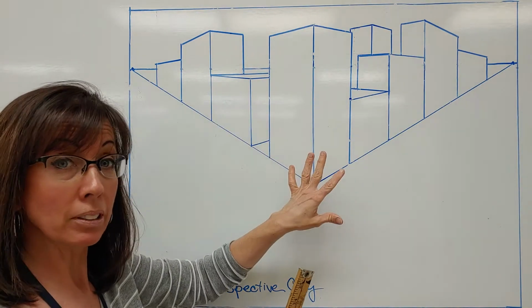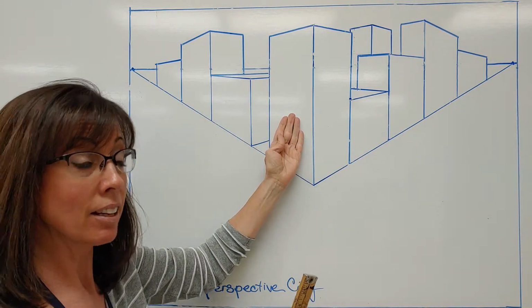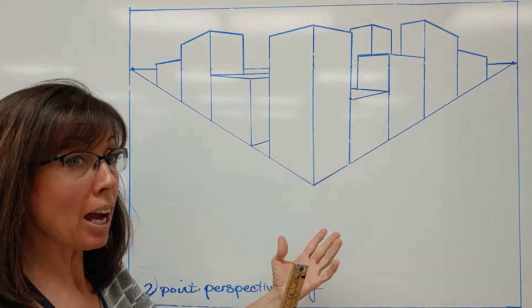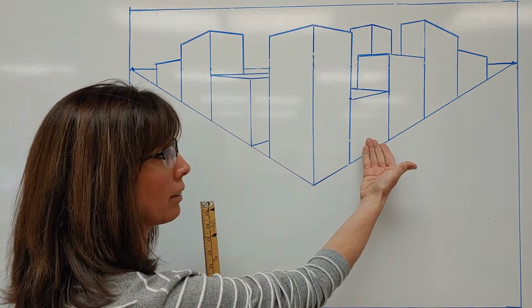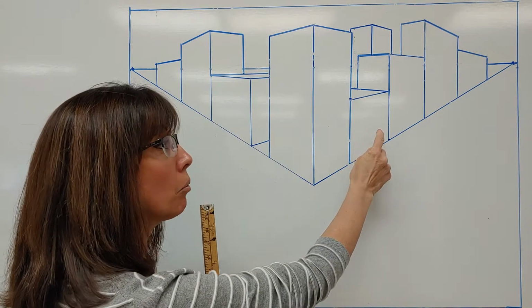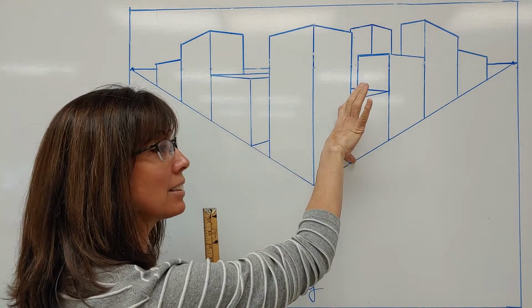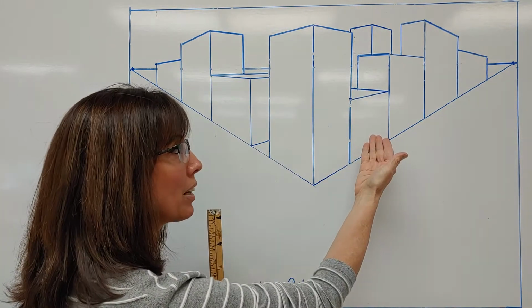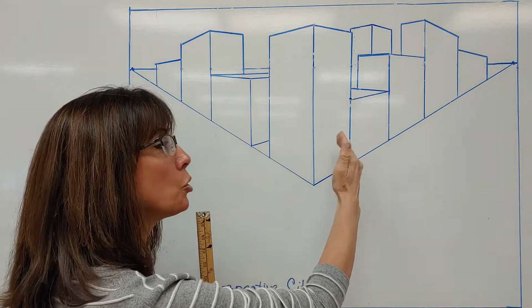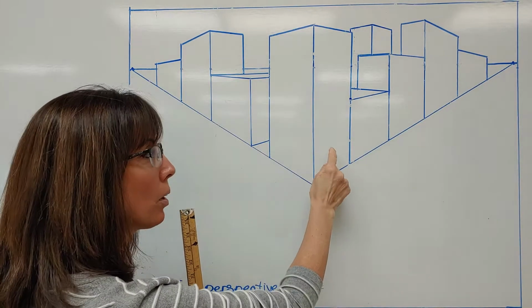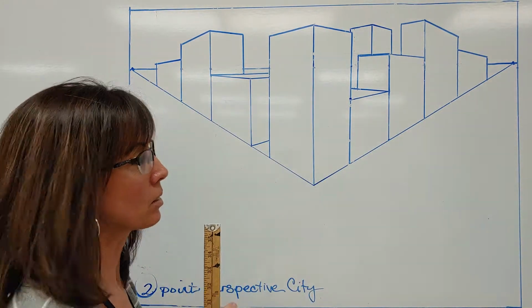Now, every building has a left side and a right side. Sometimes you can't see both sides of the building, like this one. You only see the right side. How do I know it's the right side? Well, with this building, this is its center line, and so anything on the right of that is the right side. The left side you can't see because it's pushed up against this building. Hopefully that makes some sense.